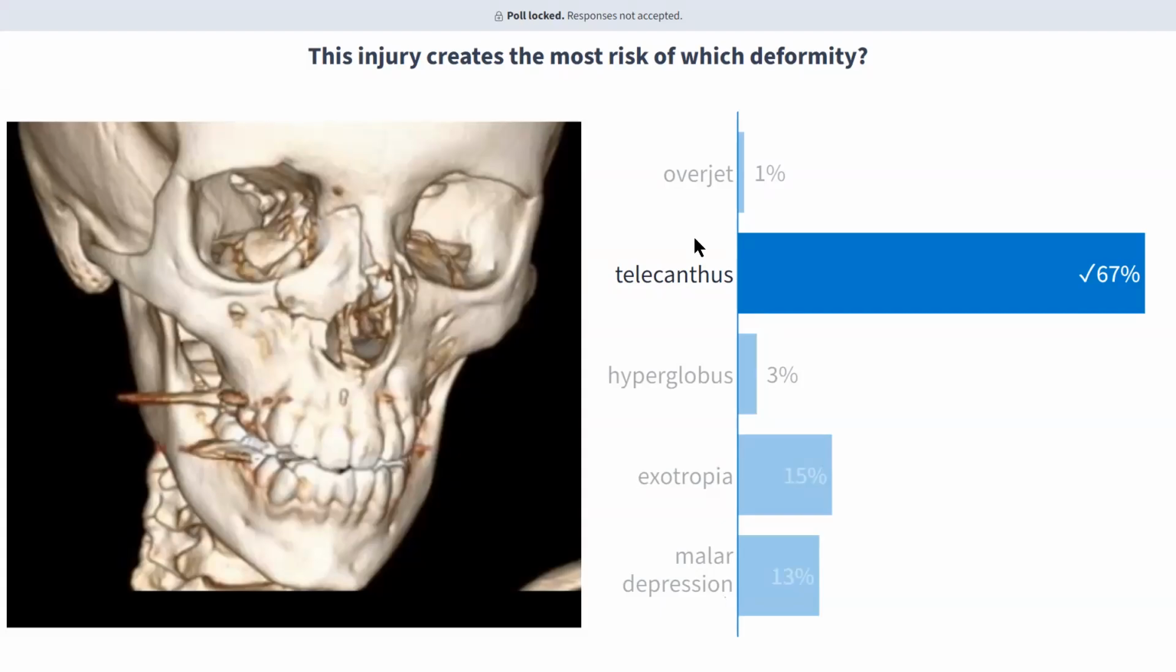And then telecanthus is the term describing the kind of widening between your two eyes, palpebral creases. So telecanthus is the deformity that results when you have NOE fractures and increased distance between the canthus.